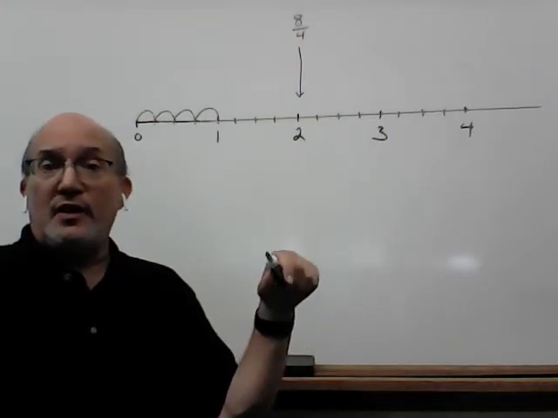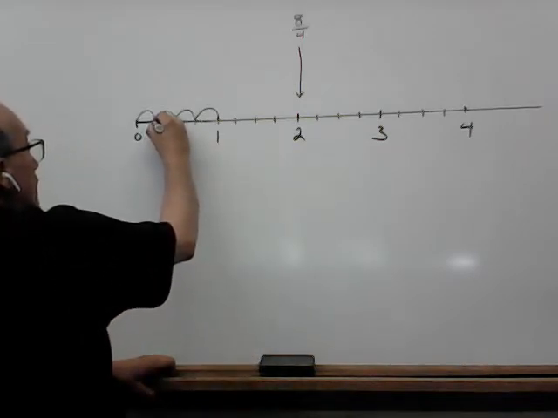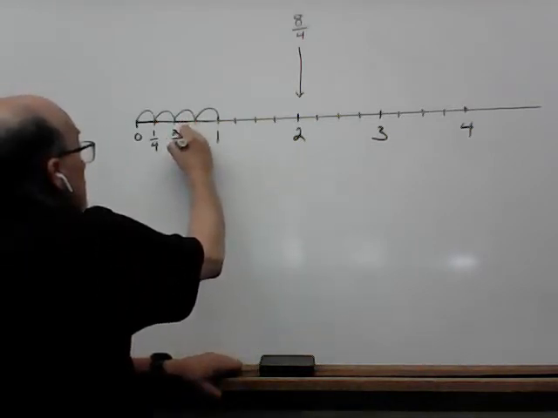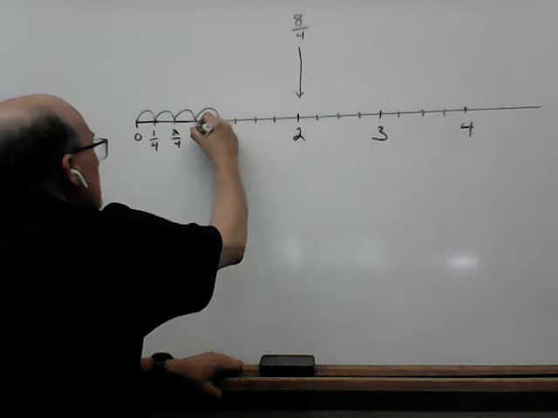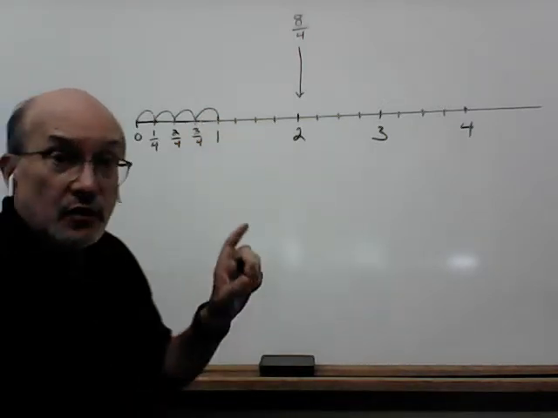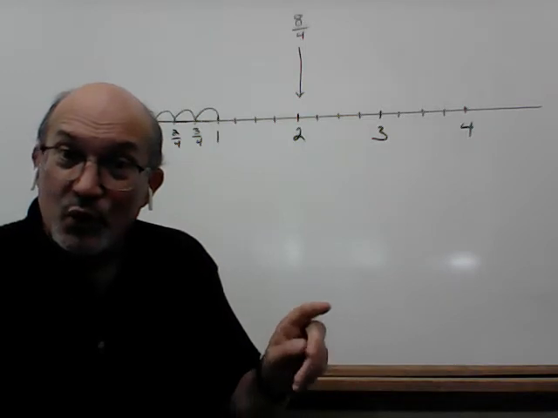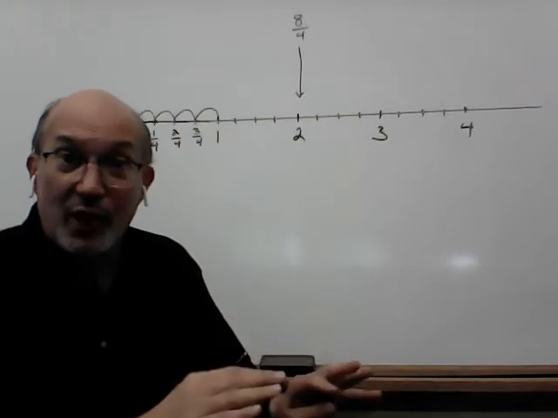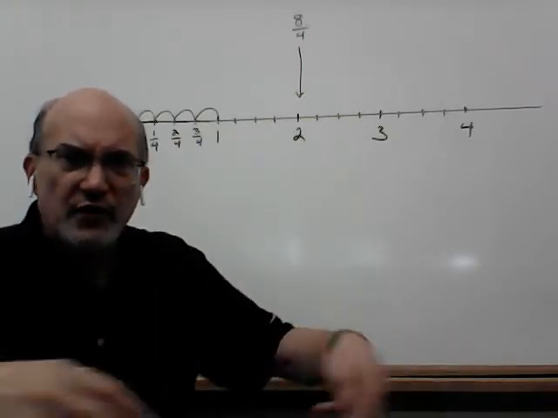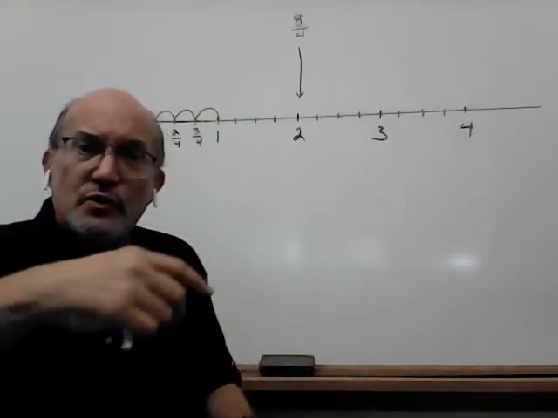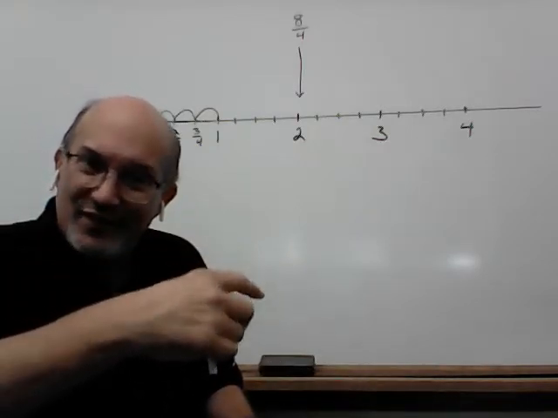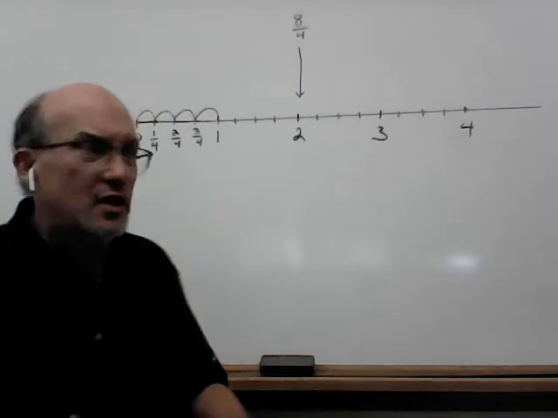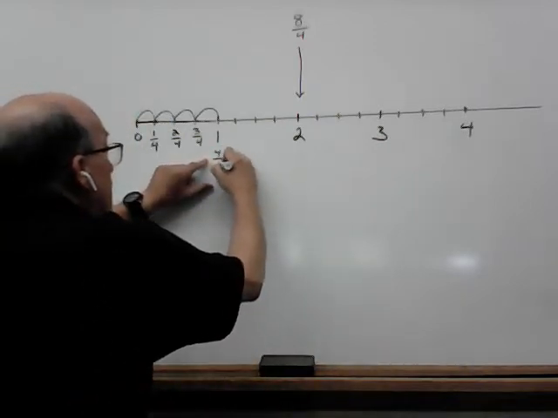Let's start counting these 4ths now. The first 4th to the right of 0 is, not surprisingly, 1/4. The second 4th to the right of 0 is 2/4, and then 3/4, and crucially, the whole number 1 is 1 of the 4ths. When you're creating a fraction number line, the whole numbers are fractions as well. No matter whether it's halves, thirds, fourths, fifths, any kind of fraction, the whole numbers are part of that fraction number line. And the whole number 1 is 4/4.